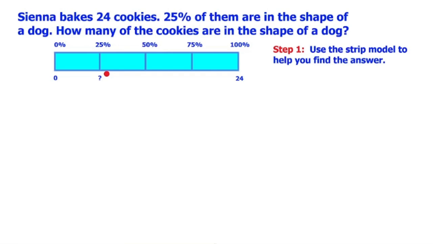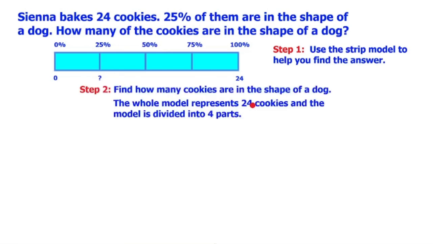So find how many cookies are in the shape of a dog. The whole model represents 24 cookies, and the model is divided into 4 parts. So from here to here represents the whole, which is all 24 cookies. And 25% of them are in the shape of a dog, and we just need to find this number.